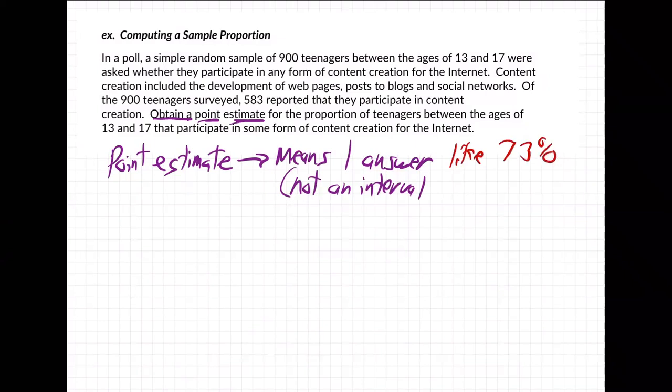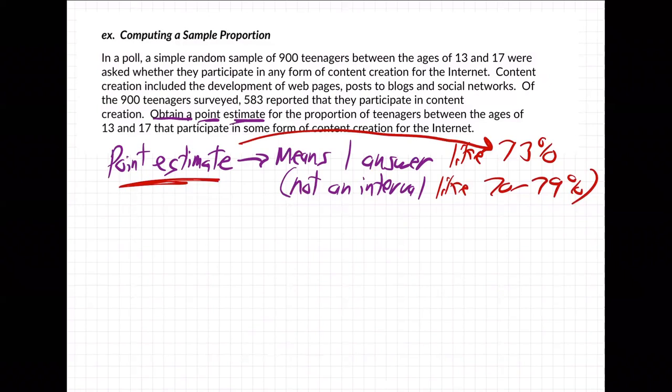73%, as opposed to an interval like 70 to 79%. That'd be an interval. They don't want an interval answer. They want a point. They want one specific value. That's why they call it a point. It's not a range. It's not an interval. It's not a chunk of numbers from 70 to 79 or whatever. It's one specific number. So they want us to estimate what exact percentage of teenagers do content development. So what are we going to do? What percent? They're basically saying to us, what percent of teenagers do content development or content creation for the internet?